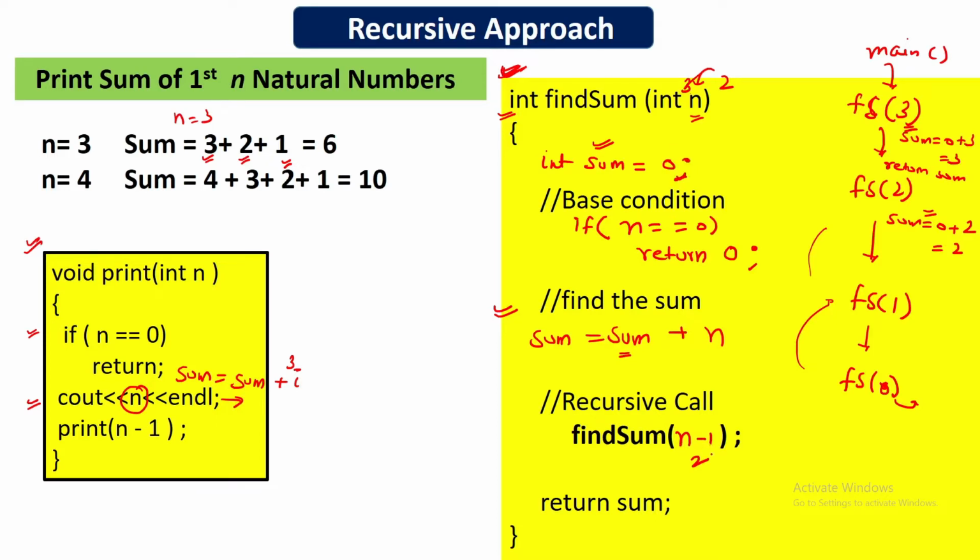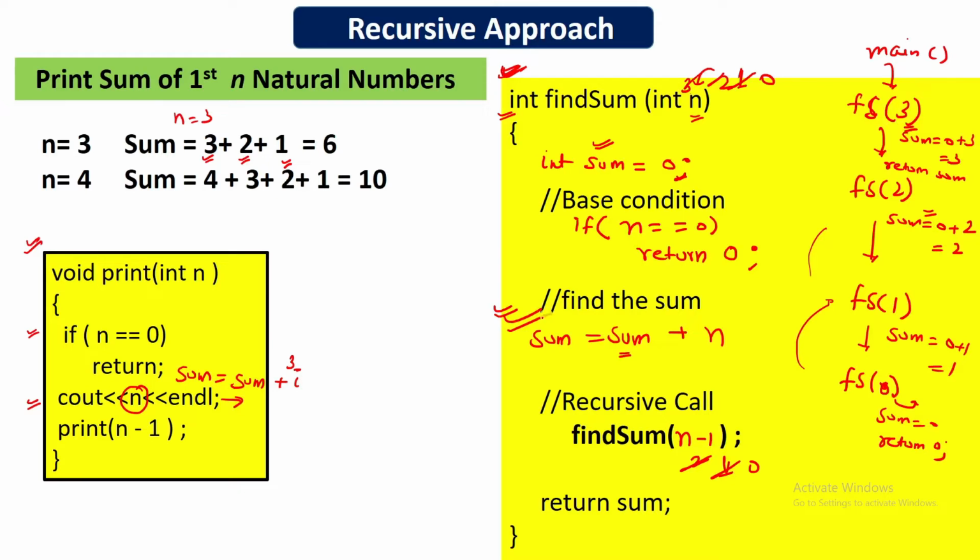This n minus 1 will reduce to 1. So 1 will come here, and now 1 equal to 0? No. And before that, sum is equal to 0 again in this call. We have encountered this fs of 1. Sum is 0, 1 is not equal to 0, so 0 plus 1 is 1. Then 1 minus 1 is 0. So this is the last call, and again sum will be 0, but because n has changed to 0, we'll return. So from here we will return with 0.